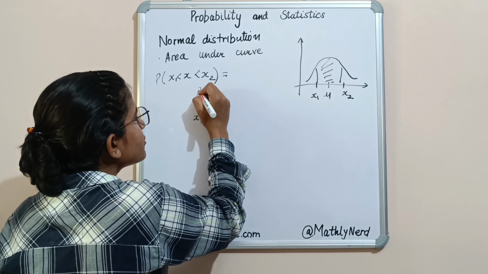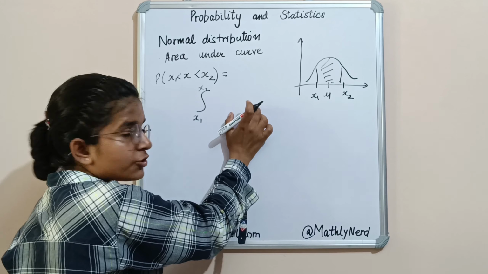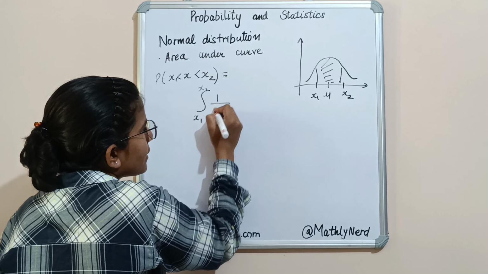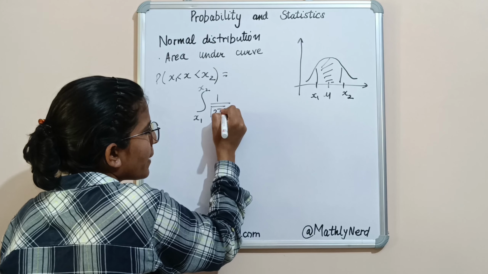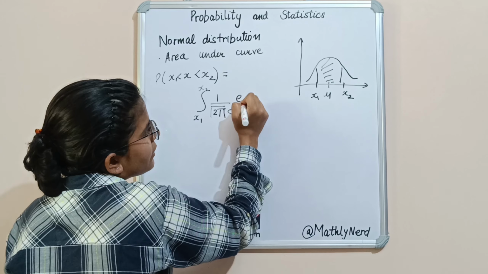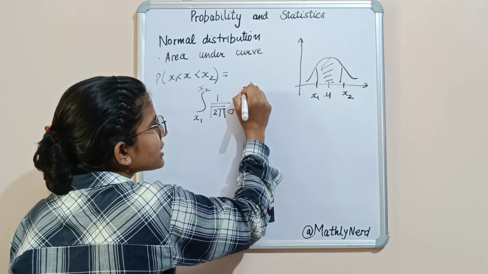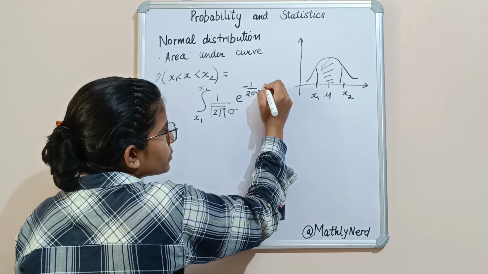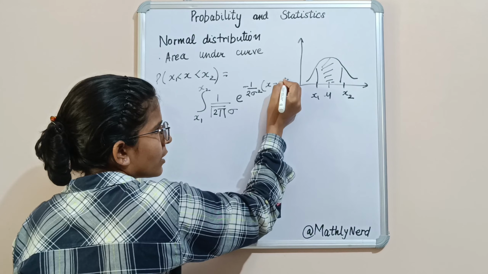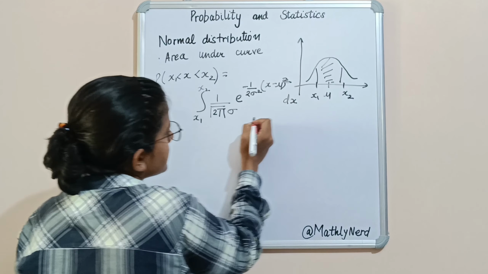integration from x1 to x2. Now our probability function for normal distribution was 1 by under root 2 pi into sigma into e raised to power minus 1 by 2 sigma square into (x minus mu) whole square into dx.